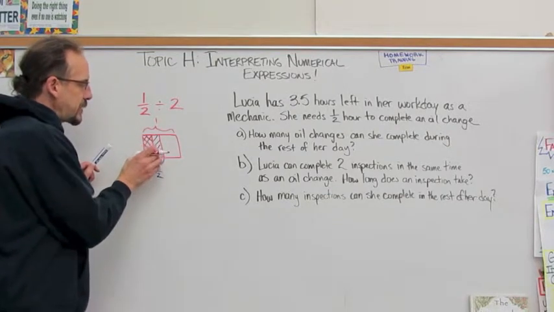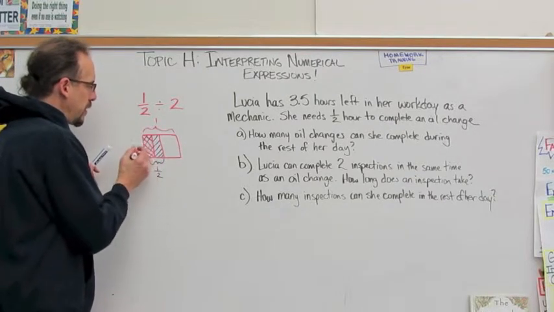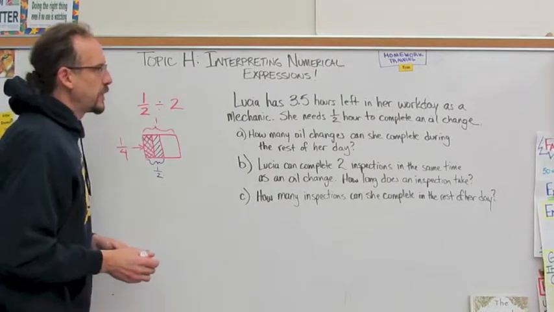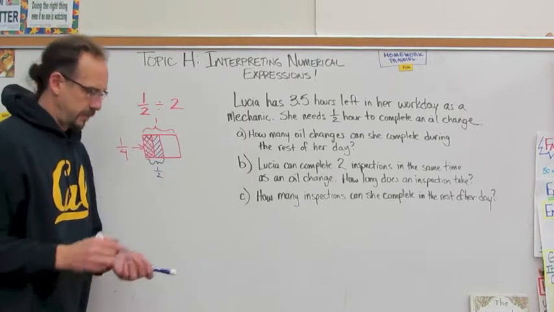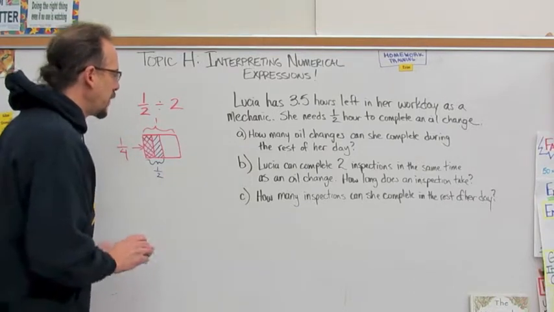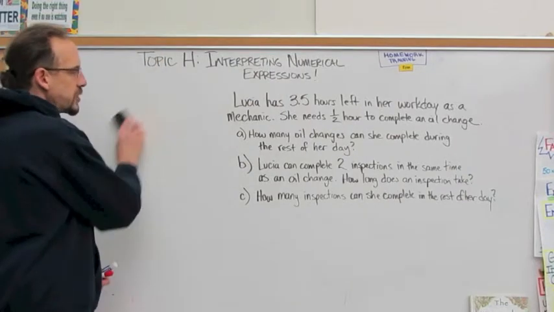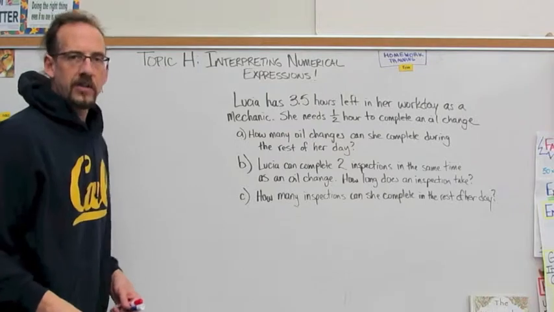And then I'm going to ask myself, what is this part of the whole thing? 1, 2, 3, 4. That part there would be 1/4. And so it takes 1/4 of an hour to do an inspection. So now I know that it takes 1/4 of an hour to do an inspection. I can start to answer C. How many inspections can she complete in the rest of her day?